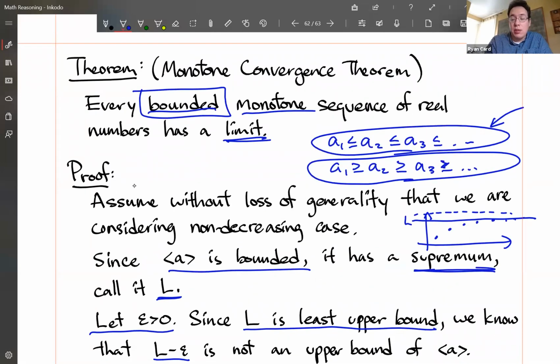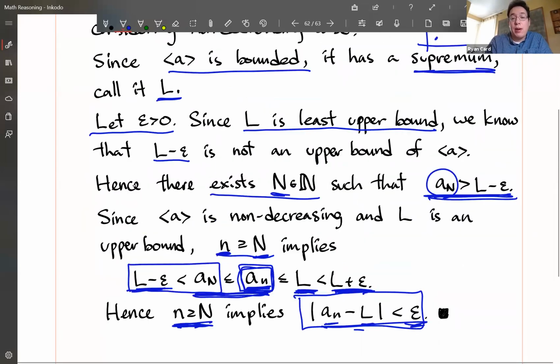Okay, so those are three very challenging proofs to digest. I hope you watch this video as many times as it takes to understand what it's saying. It's also in the textbook as well.